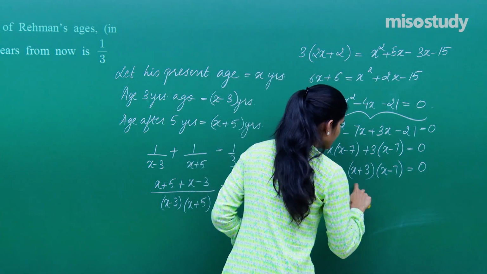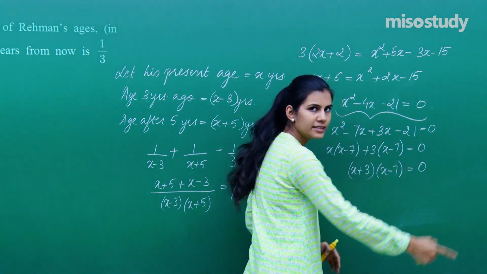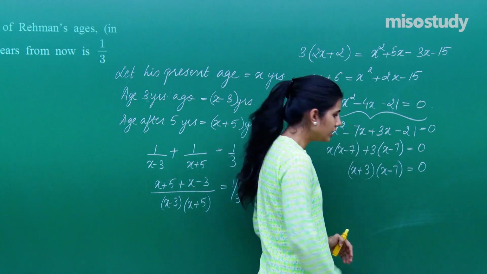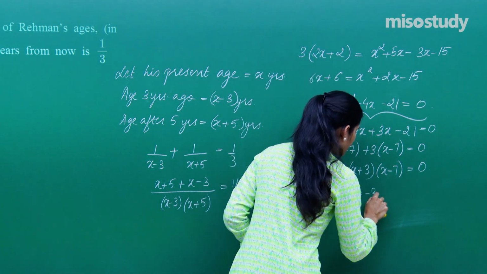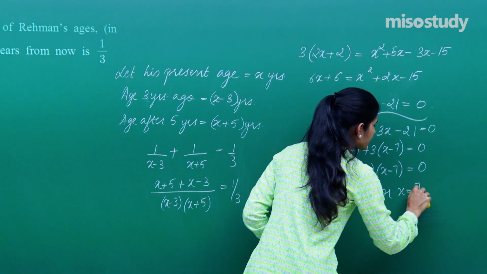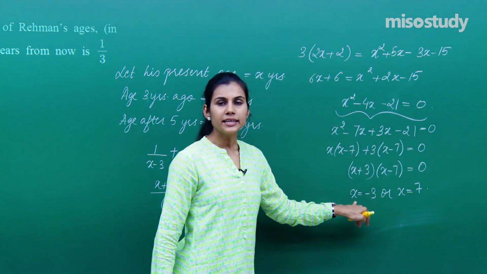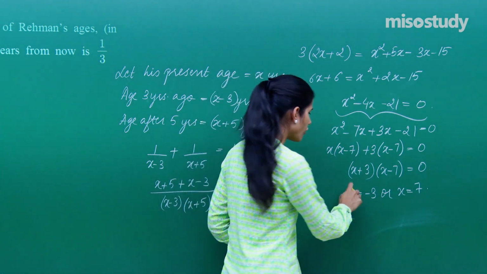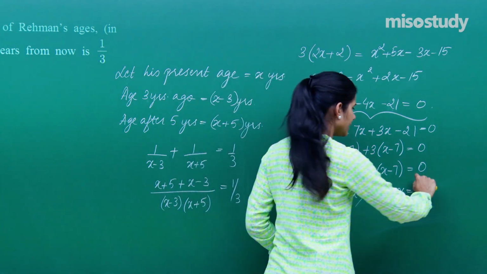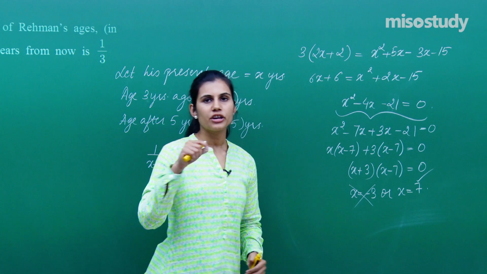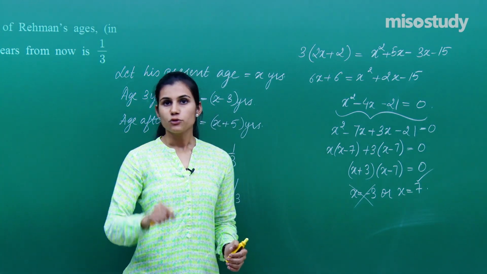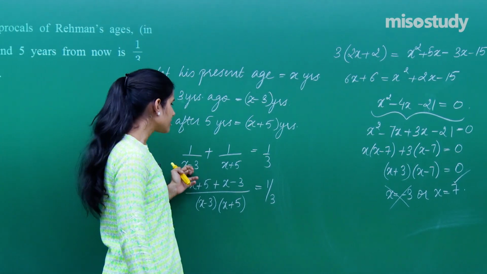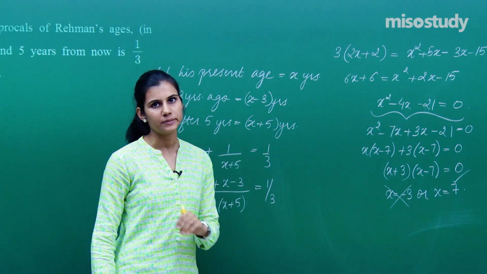That means, now what values of x satisfy this? If I talk about these two factors, this into this is 0 when either this is 0 or this is 0. This is 0 means x is minus 3. This is 0 means x is 7. x is representing the age of a person. How can age of a person be minus 3 years? So obviously x is not equal to minus 3, x is 7. So right now Rahman's age is 7. You can be sure that the sum of the reciprocals of his age 3 years ago and 5 years from now is 1 by 3.